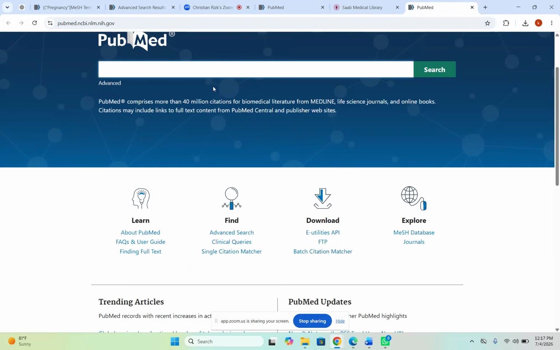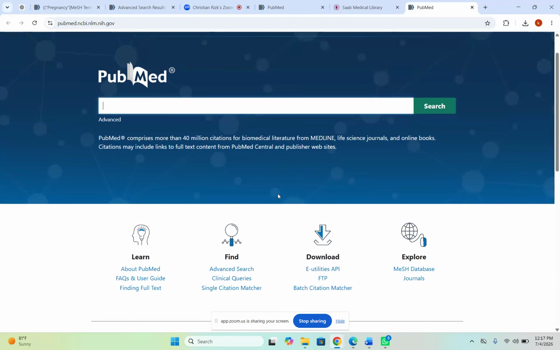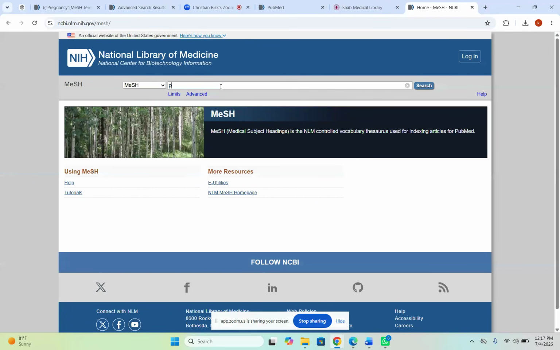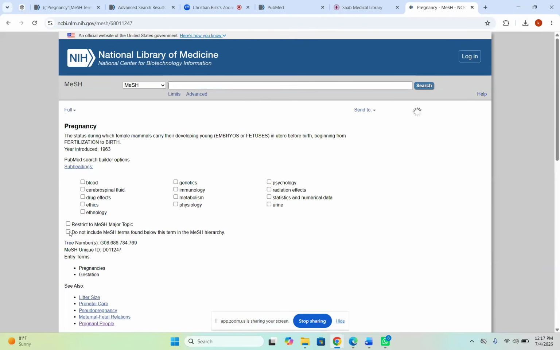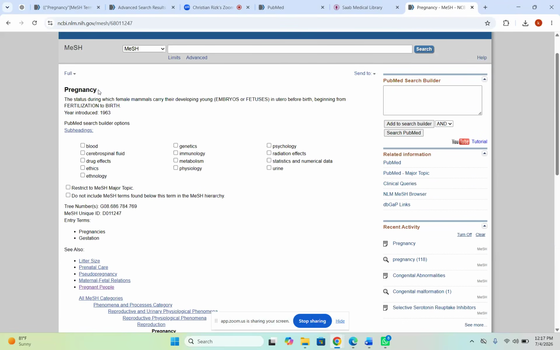Before doing that, we did a standard search where we put all the concepts together, but PubMed didn't give us the MeSH terms for each concept. So we decided to search for each concept's MeSH term. Our first concept is pregnancy. First we go to the MeSH database, we search for pregnancy, and we look at the MeSH term, which is Pregnancy.